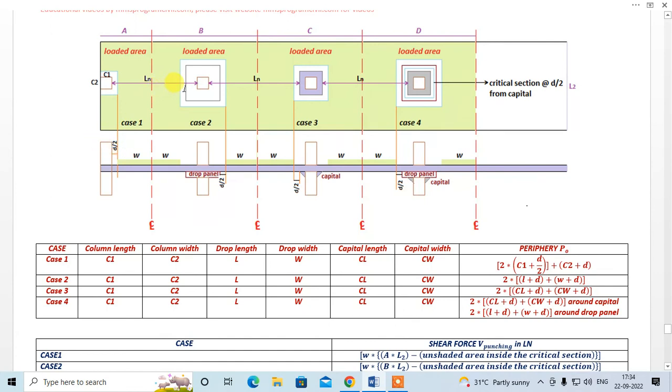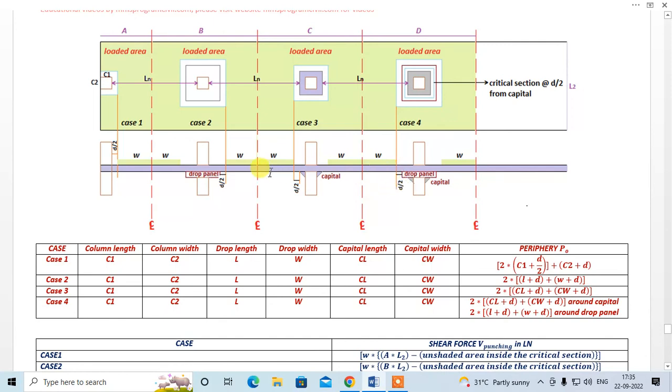Over here there is a drop, so the critical section is at a distance d by 2 from the drop. This is the capital, so the critical section is at a distance d by 2 from the capital. And over here you will have to take two critical sections. One is at a distance d by 2 from the capital, and another section at a distance d by 2 from the drop.